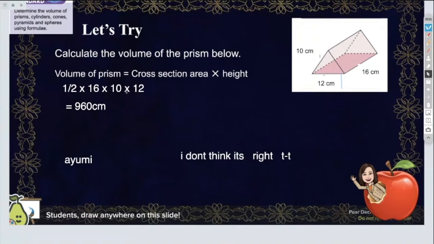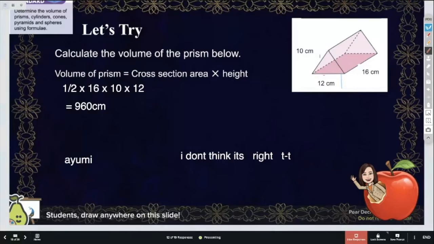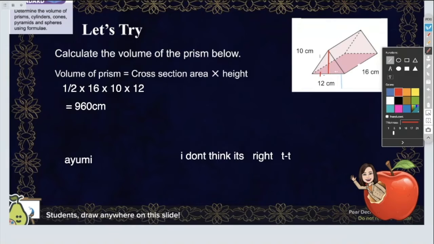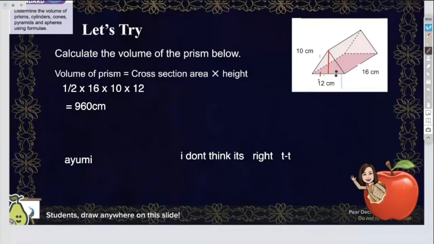10, and you don't use the 10. Okay, as I mentioned earlier, you have to find the height here. Okay, Ayumi. Can you hear? Cikgu sees your slide, find the height here. Okay, so finding the height is 10 squared minus 6 squared. Why 6? This is half. This is the same. Okay, same length. So 12 divided by 2 is 6. Okay, so the height is 8. So this is wrong.